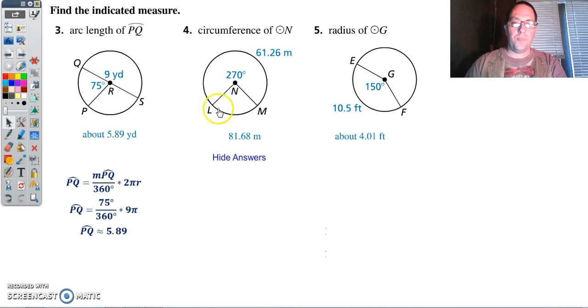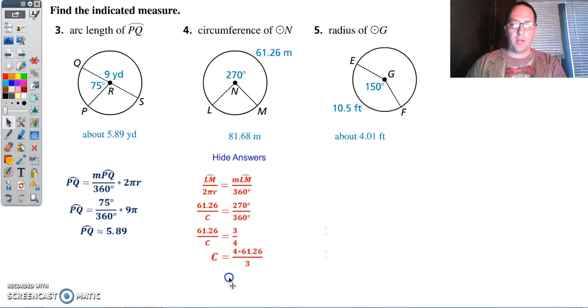Circumference of the circle. Well, this time it gave us the major arc, but that's okay because we have the degree measure for the major arc. The degrees can be over 180, that's fine. All right. This time we're going to use the proportion. So the length of the arc over the length around the whole thing equals the measure of the arc over the measure of the whole thing. So plug in what we know. Let's go ahead and simplify that. Cross multiply and divide, and you end up with C equals 81.68, and it's in meters.